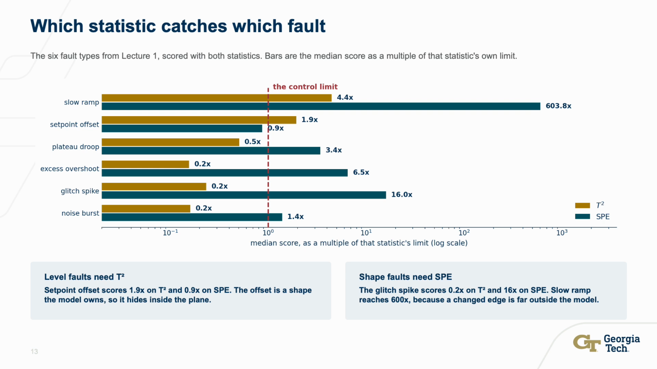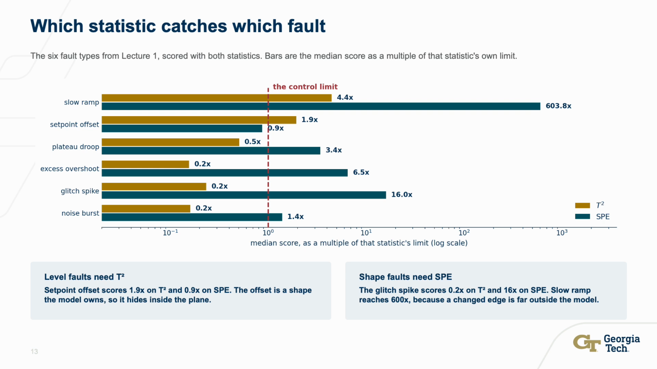Each fault type is scored with both statistics. The bar shows the median score as a multiple of that statistic's own limit on a log scale, so anything to the right of the dashed line is caught. Set point offset: T squared 1.9, SPE 0.9, caught by T squared alone. That makes sense. An offset moves plateau level, and the plateau level is the direction the model owns, so the run stays on the plane and just travels a long way across it.